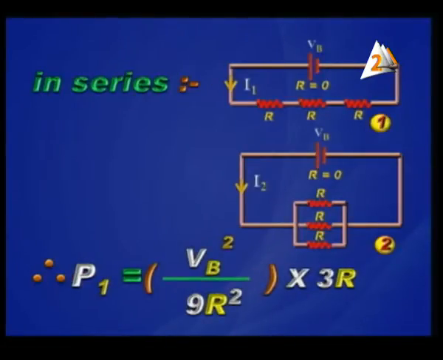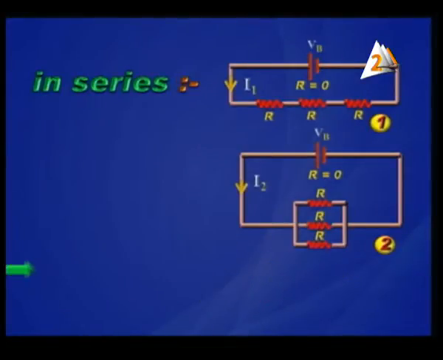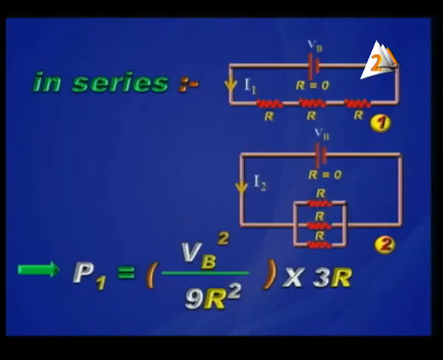When connecting them in parallel, R equivalent in this case equals R over 3. The power is determined by, as I said, VB squared over R equivalent. So it is equal to 3 VB squared over R. When comparing the first power to the second, VB squared over 3R times R over 3 VB squared, it will be 1 over 9.